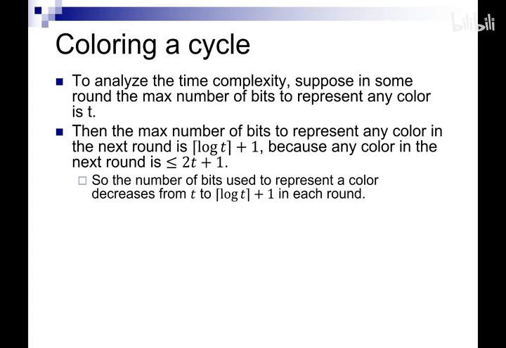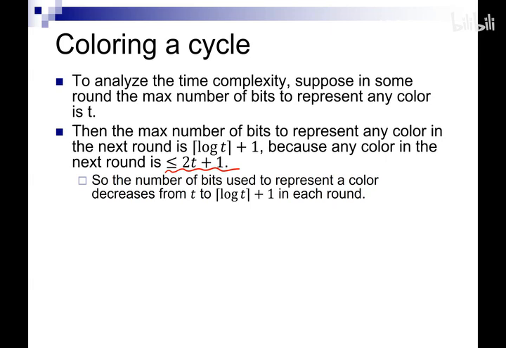Or sorry, 0 to, I guess, 15, okay? Yeah, okay, so in that case, the maximum, so we're currently using T bits to represent the colors in the current round, okay? Now let's look at how many bits we need to represent the colors in the next round. Well, in the next round, the maximum color is going to be at most 2T plus 1.